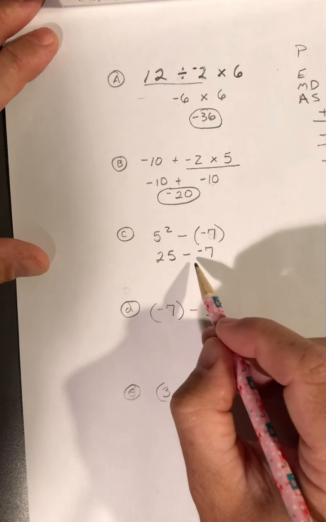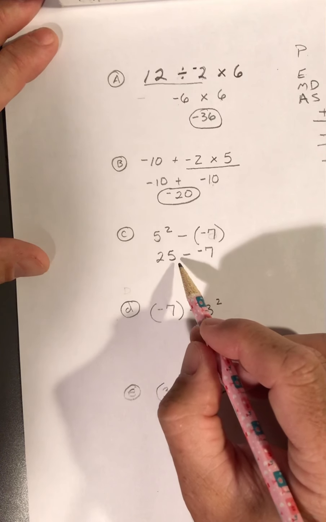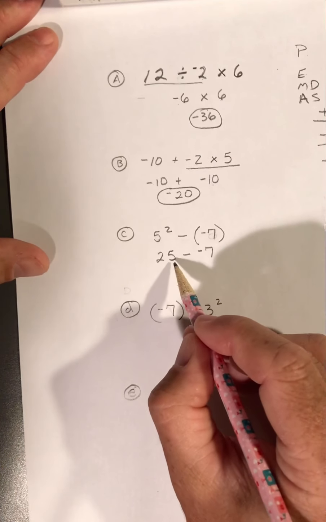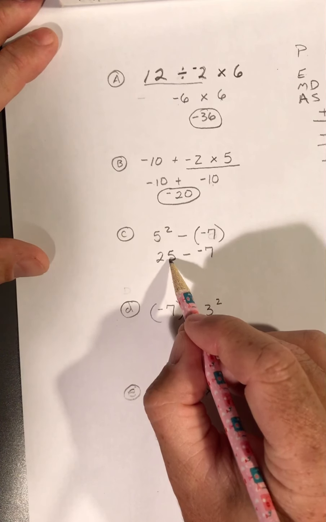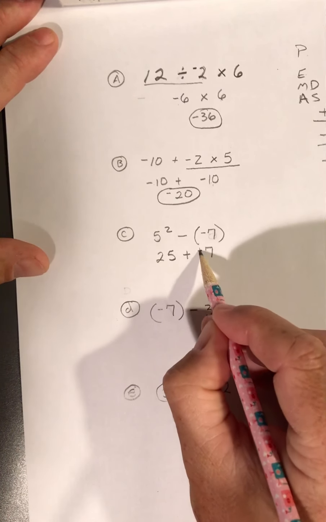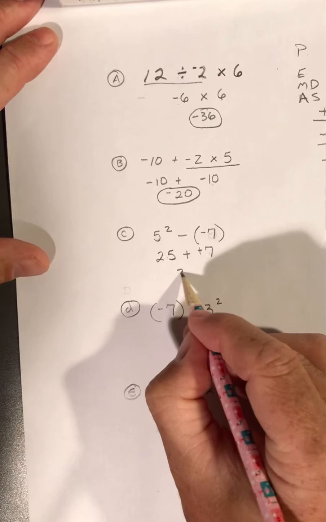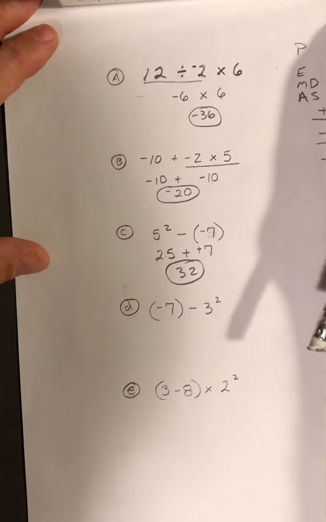I have no multiplications or divisions. I have only a subtraction, which of course we are going to change into an addition. Subtracting is adding the opposite, so I'm going to change this to 25 plus +7. 25 plus 7 is 32, and I'm done.